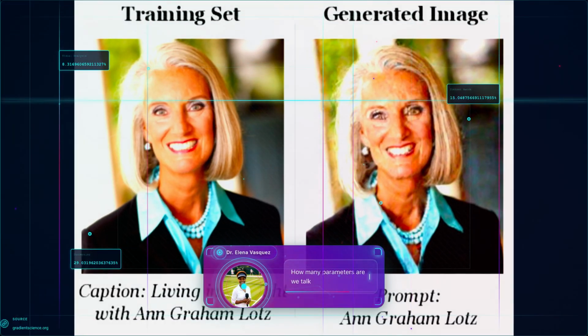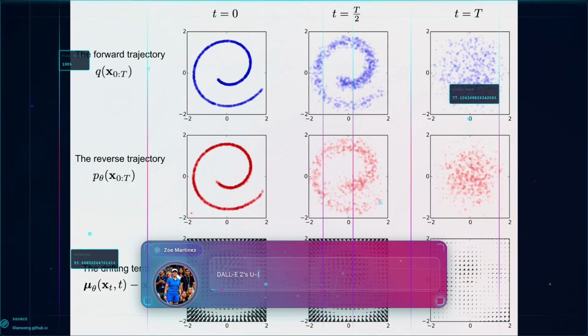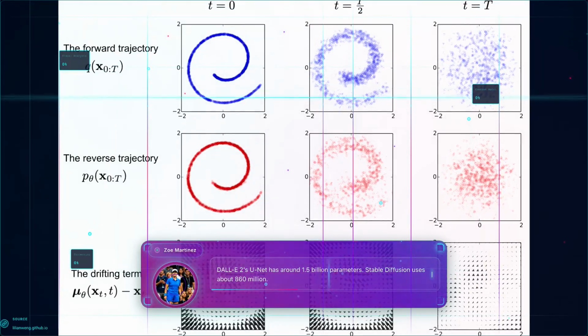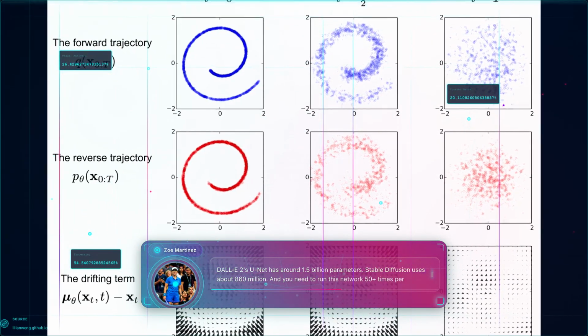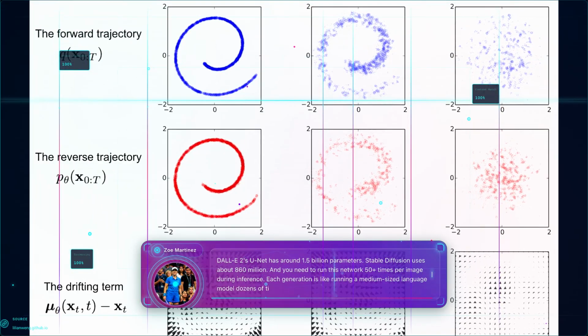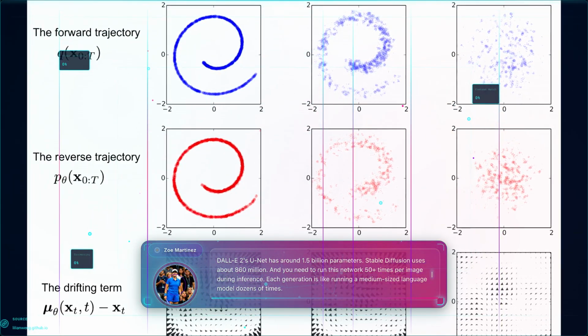How many parameters are we talking about? DALL-E 2's UNet has around 1.5 billion parameters. Stable Diffusion uses about 860 million, and you need to run this network 50 plus times per image during inference. Each generation is like running a medium-sized language model dozens of times.